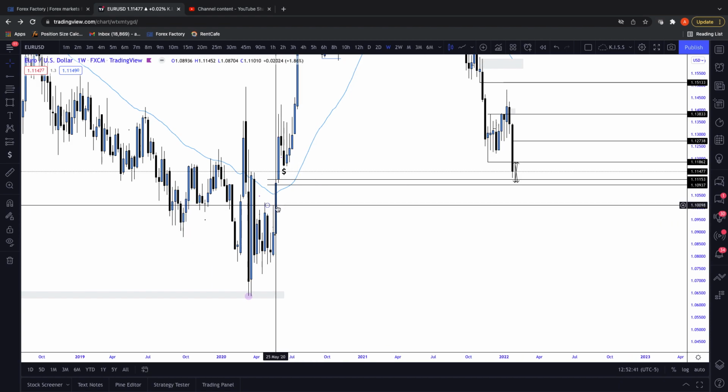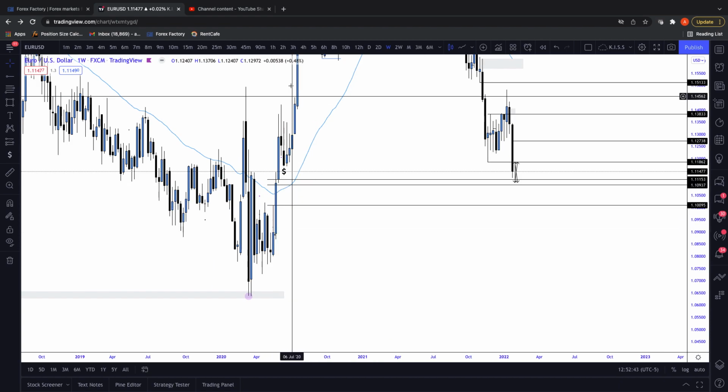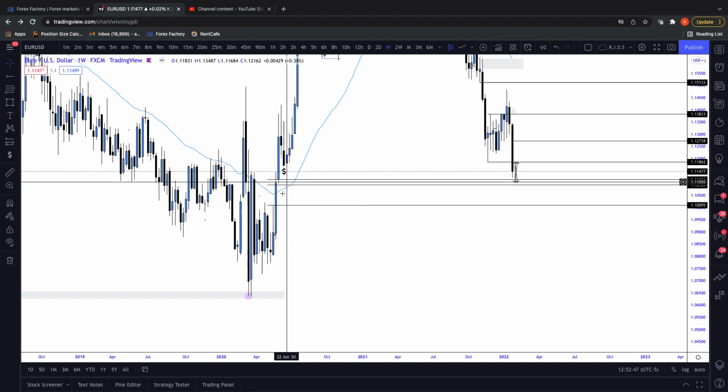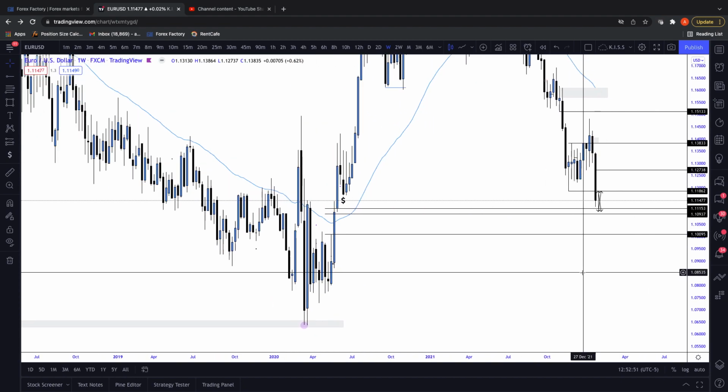So down close volume prior to a significant rally to the upside, we would classify this as a sell to buy.